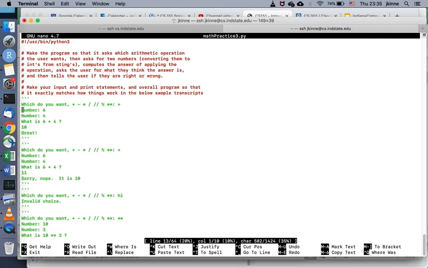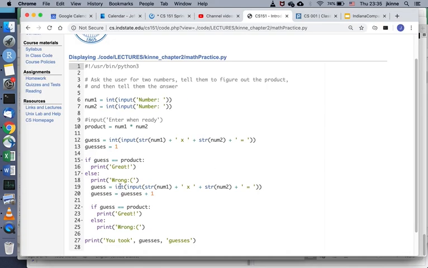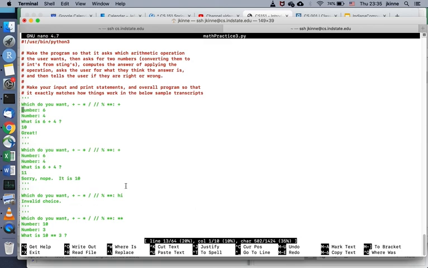Okay, so here, instead of over here where we can guess multiple times, I'm not asking you to do that. You're going to take two numbers and ask them what the answer is. If they get the answer, it'll say great. If they don't get the answer, it says sorry, no, and just gives them the answer. So you don't have to check this multiple times, but now you also need to let them specify what the operation is going to be.